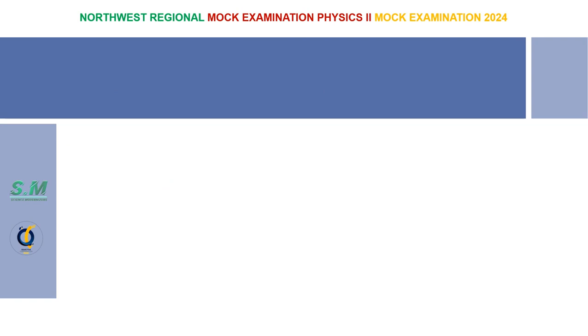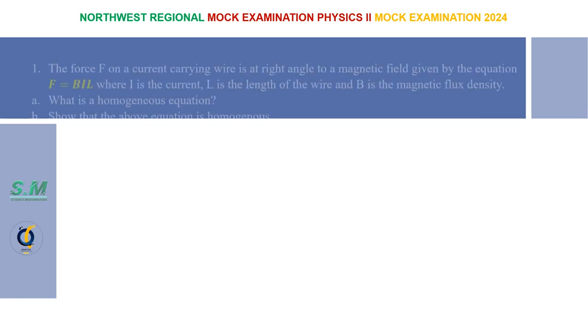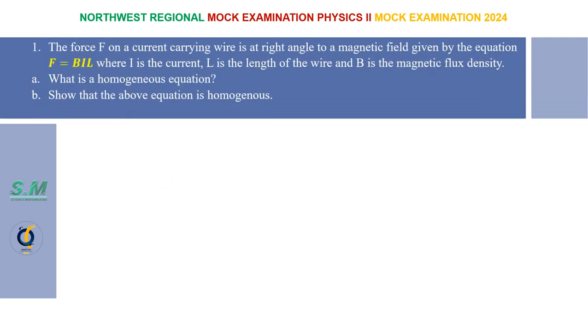So let's get started with the very first question. The question reads: the force F on a current carrying wire at right angles to a magnetic field is given by the equation F = BIL, where I is the current, L is the length of the wire, and B is the magnetic flux density. A says what is a homogeneous equation, and B says show that the above equation is homogeneous. So let's get started with the correction.